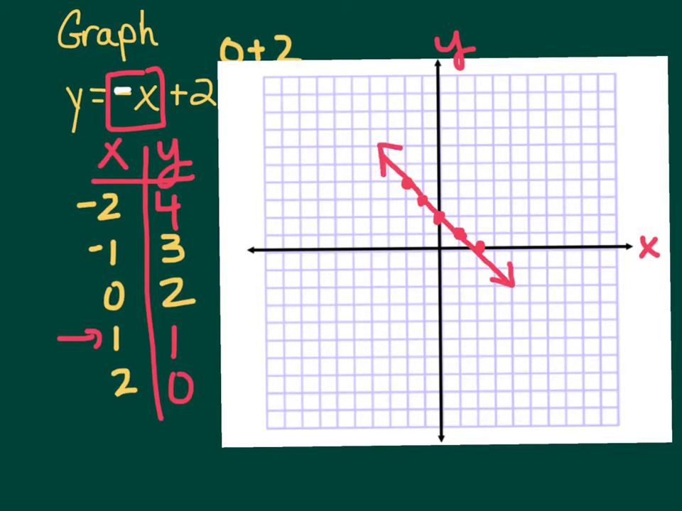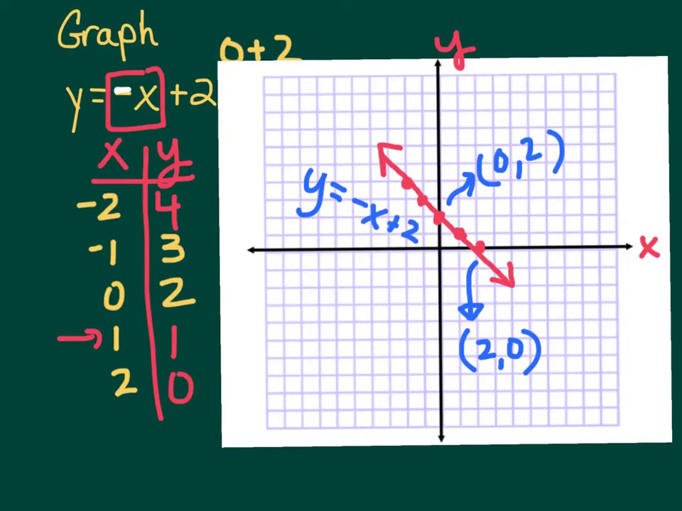Okay, now you need a couple more things to make it a complete graph. We need to label any special points. Here's one special point, the y-intercept. So the coordinates are 0, 2. There's another special point, the x-intercept, which is 2, 0. Okay, so I labeled my special points, and then the last thing is I need to write my equation on the graph. So my equation was y equals negative x plus 2.